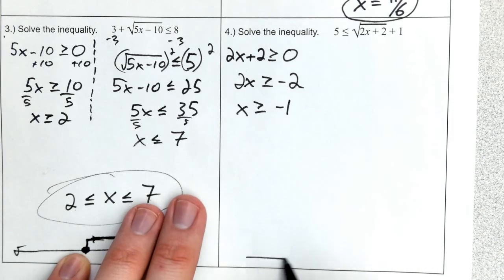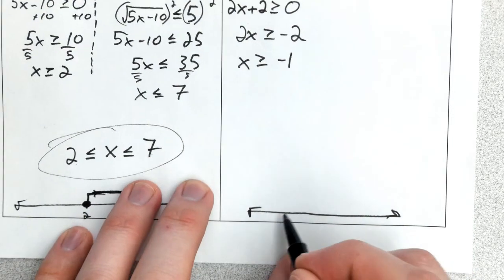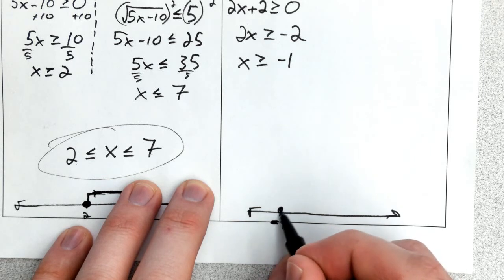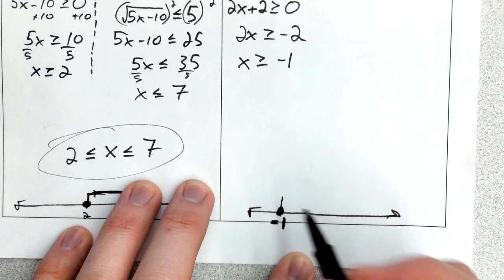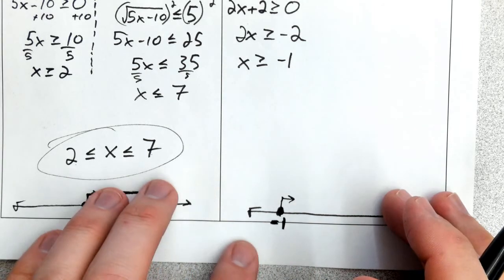So on my number line, I'm just going to pay attention to this. This says x has to be greater than or equal to -1. So I'll put -1 on the number line here. I'm just going to make a little arrow, kind of lightly, just to make a note. It's got to be greater than or equal to -1.